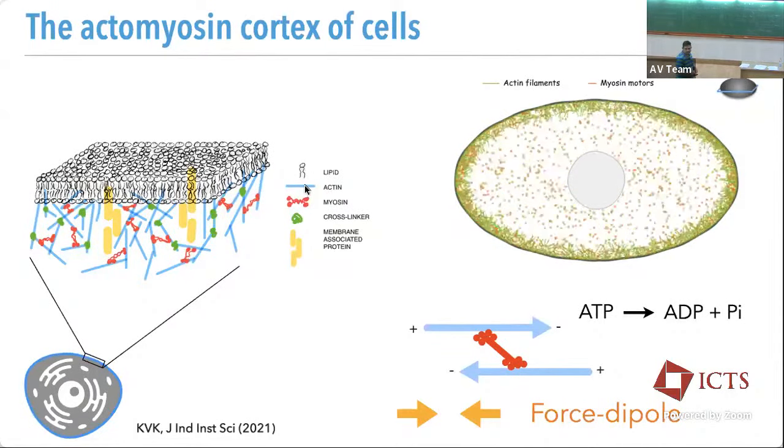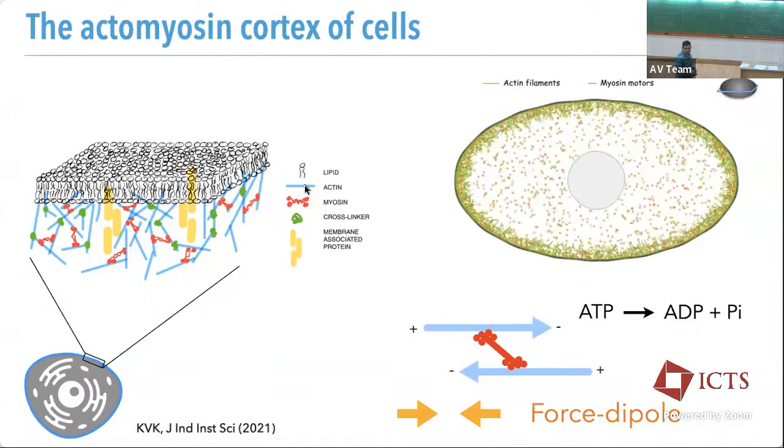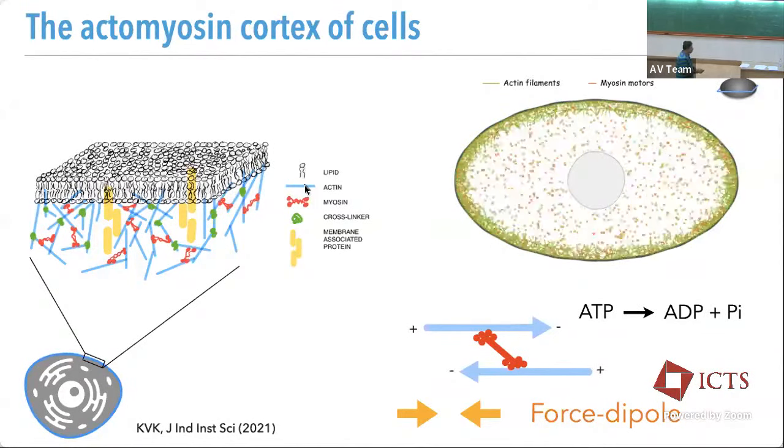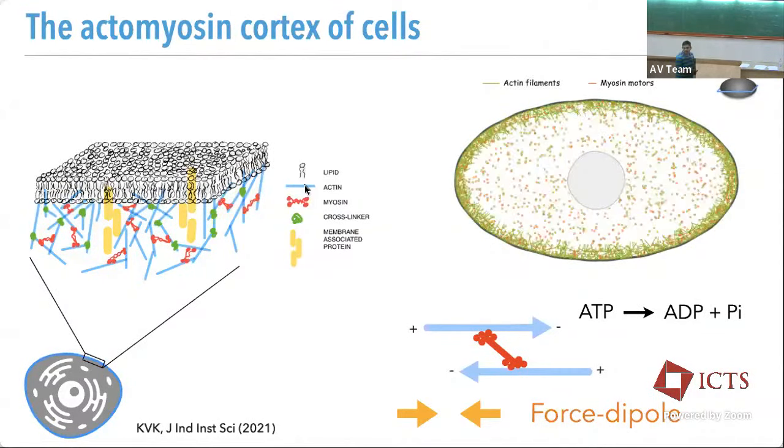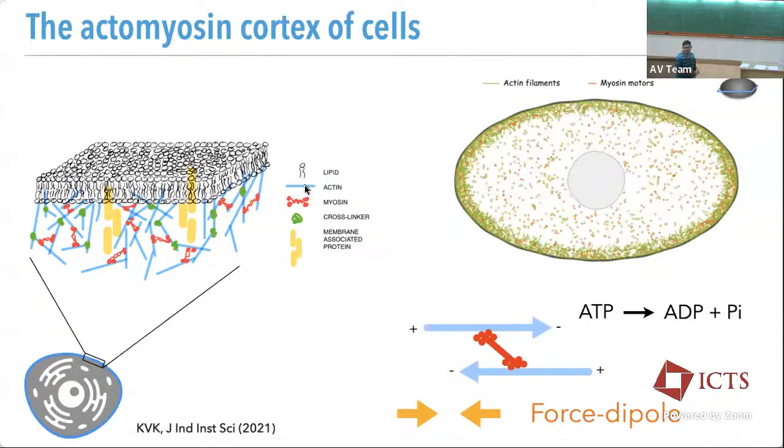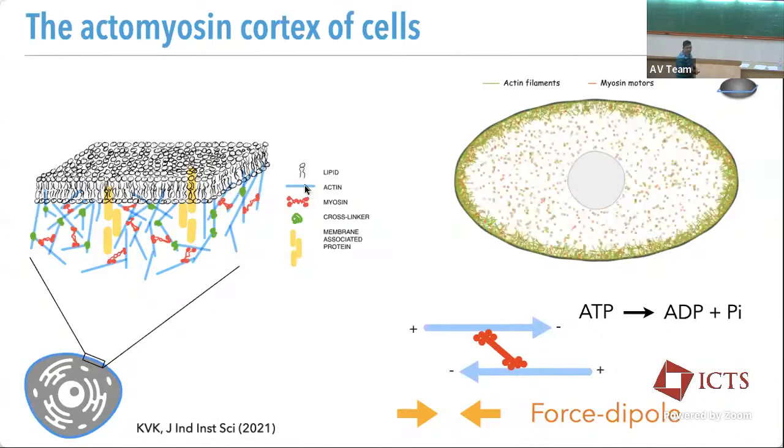So these patterns, whatever we are talking about, are they a surface property? Yes. This was all modeled to look at the actomyosin cortex, which is basically a surface thing. So this activity is really happening on the surface of the cell.